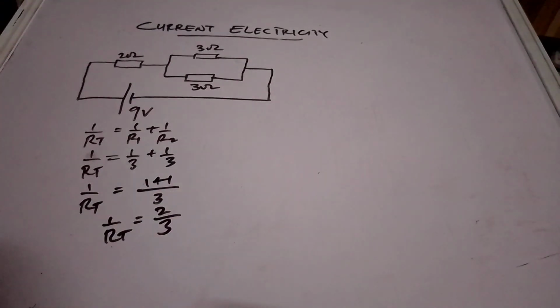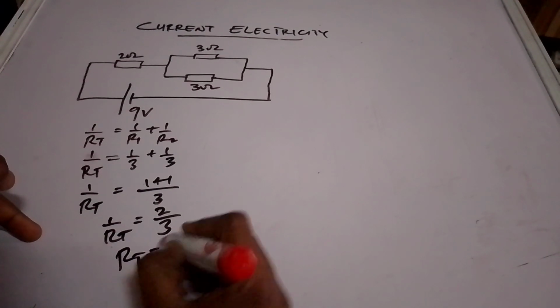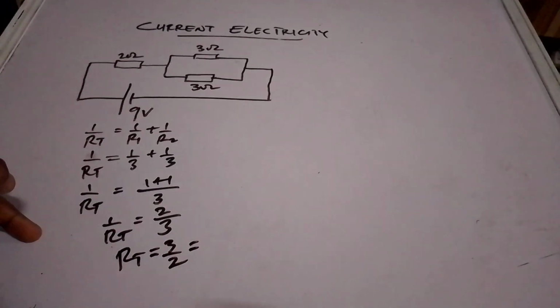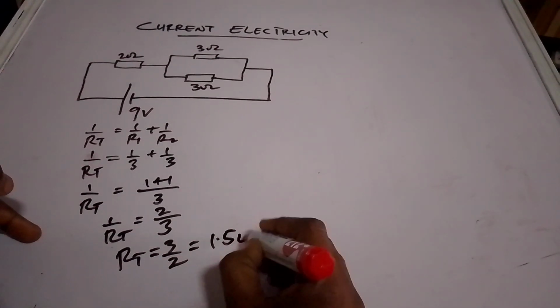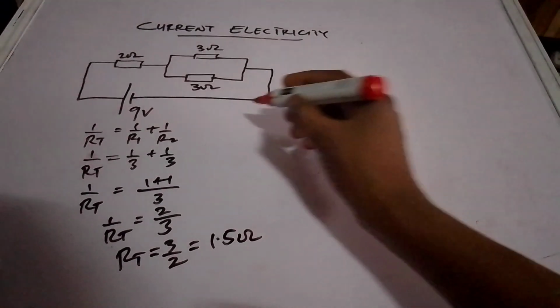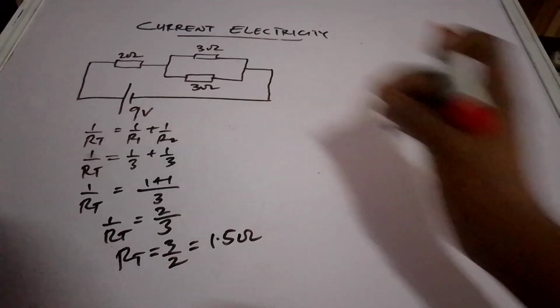I believe this one is just normal mathematics that you need to understand. Then you cross multiply. The R total is 3 over 2. And what is 3 over 2? 3 divided by 2 is going to give us 1.5. That is 1.5 ohms. So the total resistance in this circuit, the total R, is 1.5.